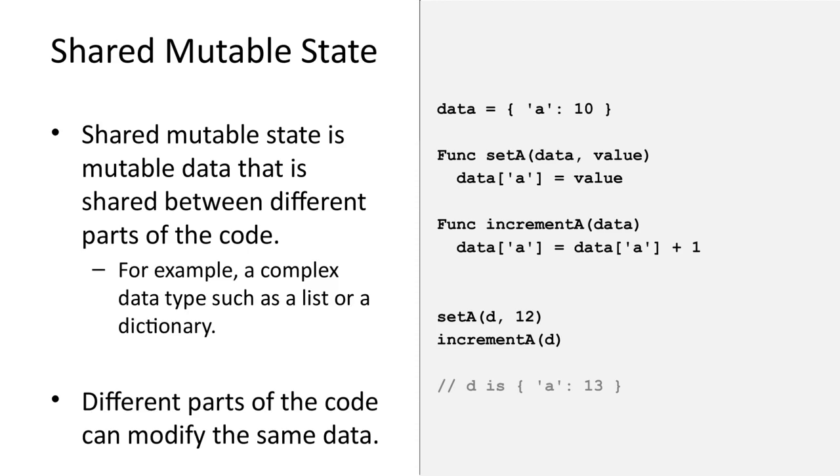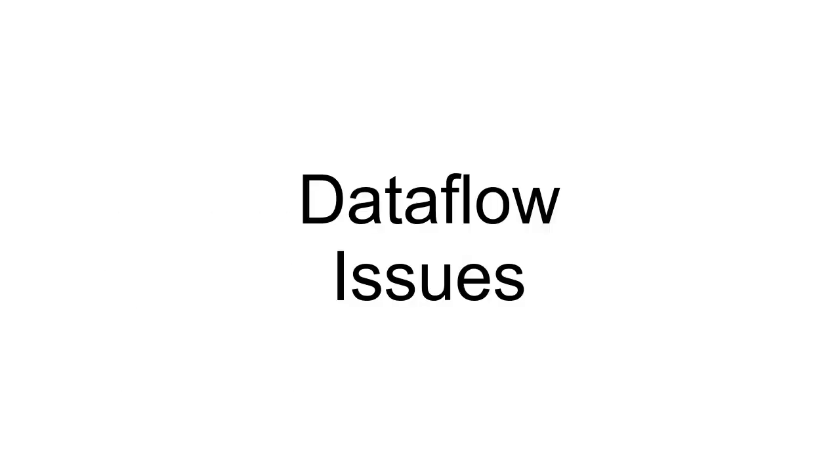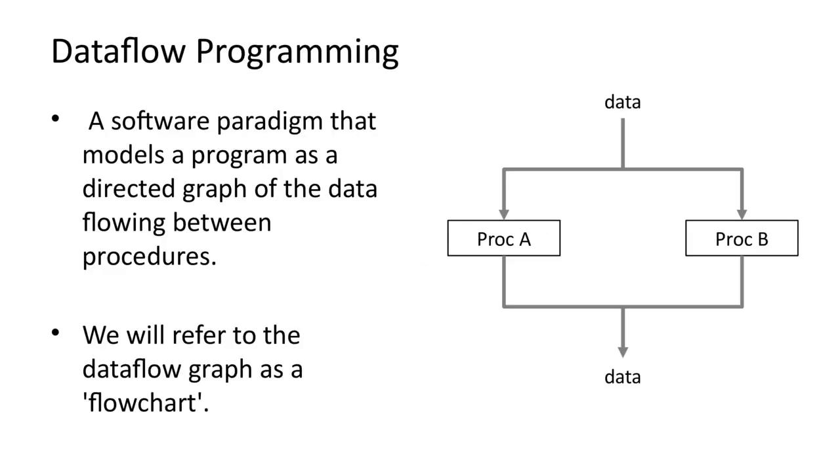Next, let's look at how this relates to the data flow approach to software development. With the data flow approach, a program is defined as a directed graph of the data flowing between procedures. Note that we are not specifically referring to the flowchart in Mobius. Theoretically, if the flowchart splits into parallel branches, then procedures can execute concurrently. This raises some issues with regards to shared mutable state.